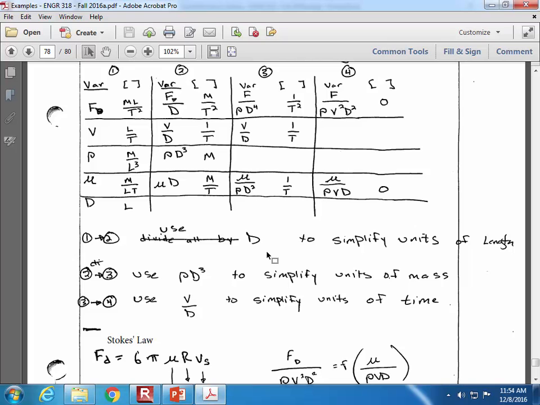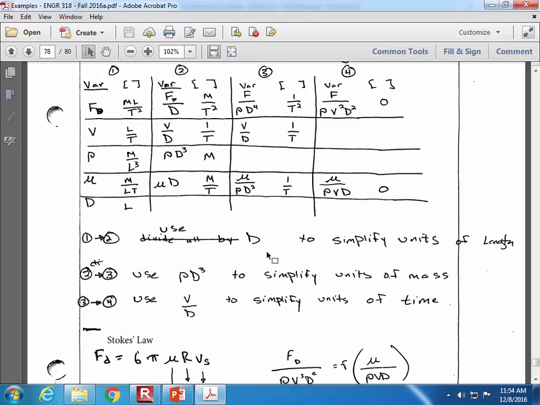So the density cancels out, and the velocity and the diameter both go down to that. And so it's just left with velocity, diameter, and viscosity. And if you look up Stokes' law, it's the actual formula that was discovered long ago. Stokes' law says that the drag force of a spherical particle is 3 pi times the viscosity, the diameter of the particle, and the settling velocity.